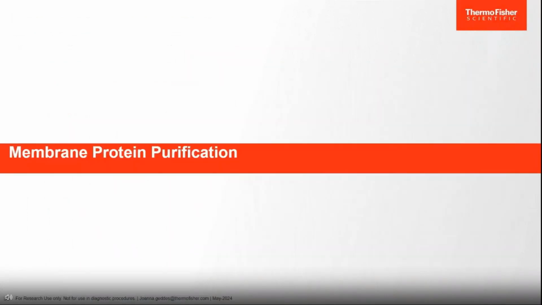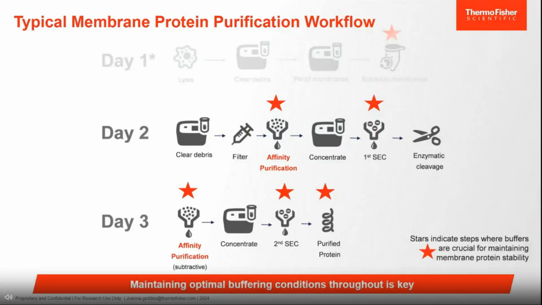Now that I've talked about membrane protein extraction, I'm going to move into membrane protein purification. As we've extracted our protein of interest from our cells, now we need to purify it. So the stars here indicate the steps where buffers are crucial for maintaining membrane protein stability throughout the purification process. If we are using a detergent-based method, it's important to maintain that detergent at CMC throughout the entire purification process, so your membrane protein remains intact, stable, and functional. And if you are using a polymer, on the other hand, you don't need to add that in to your buffering system, but you do still need to make sure you're maintaining the proper temperature, pH, and salt content.